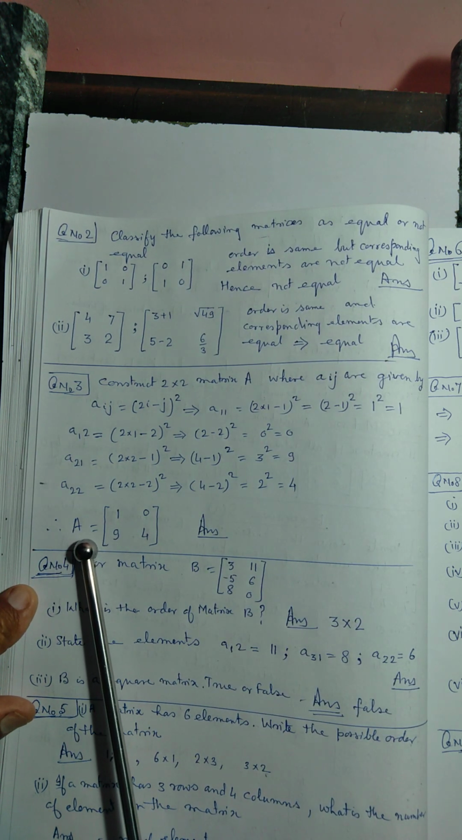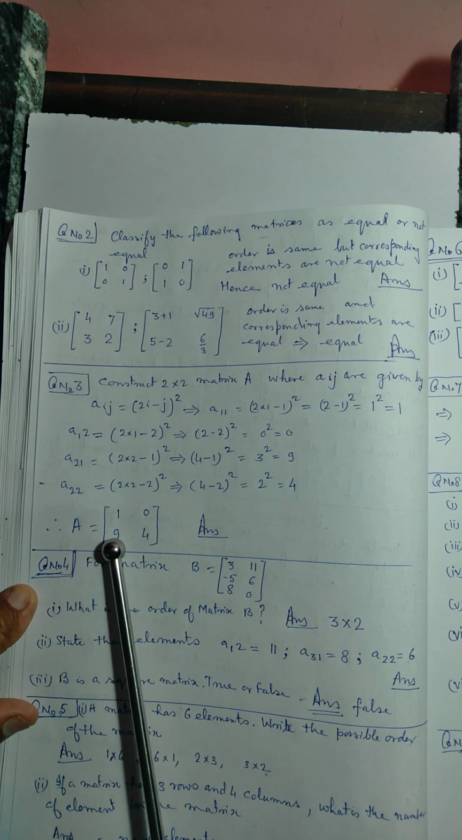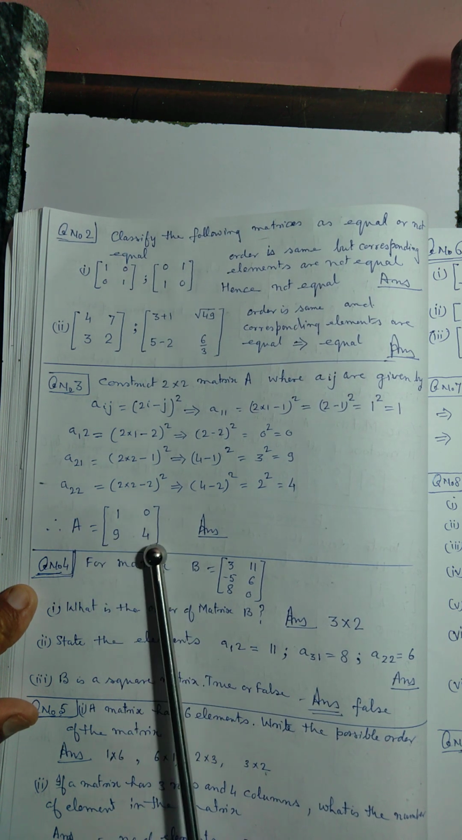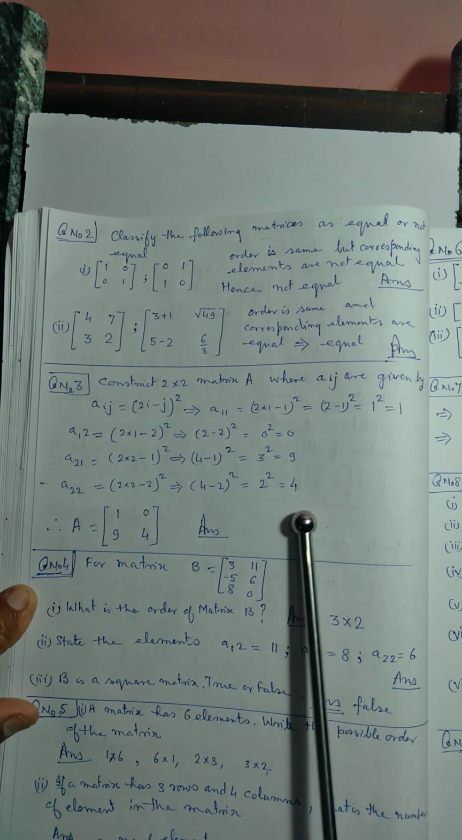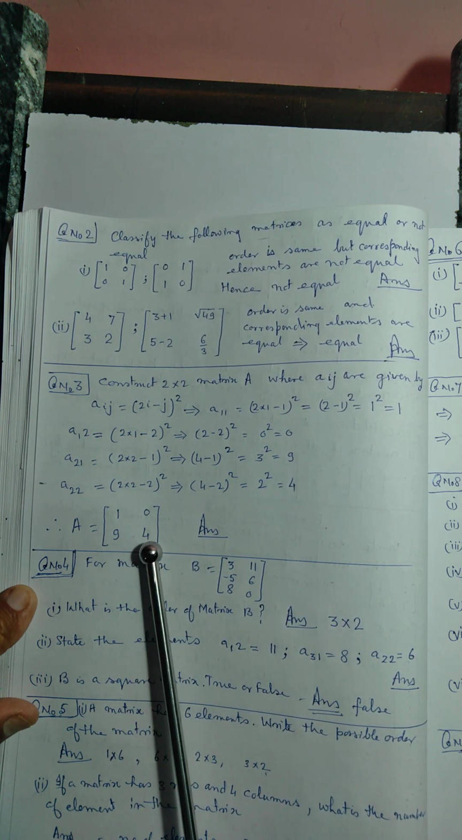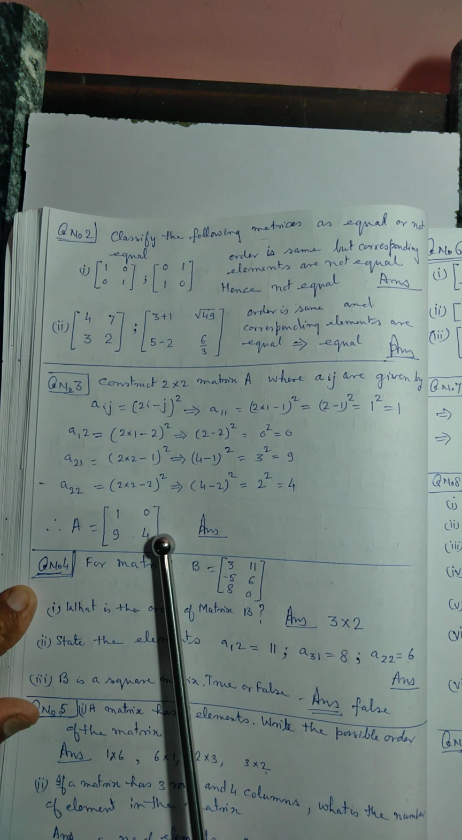Therefore, the matrix A will be 1, 0, 9, 4. You see? 1, 0, 9, 4. I have substituted all these values here. So our answer is this.